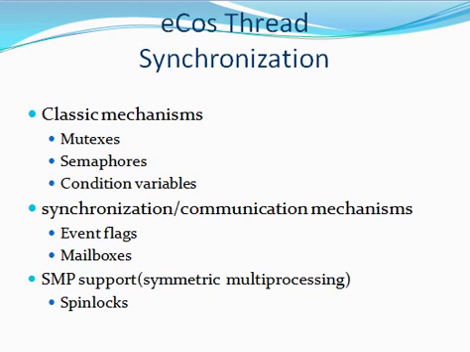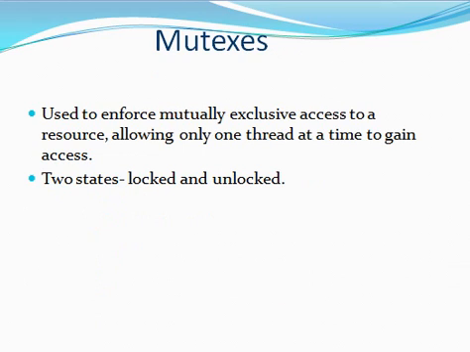In the eCos thread synchronization mechanisms, we talk about the mutex now. A mutex is used to enforce mutually exclusive access to a resource, allowing only one thread at a time to gain access. There are two states of a mutex: locked and unlocked.